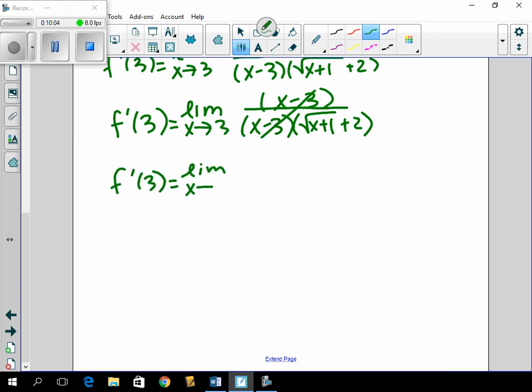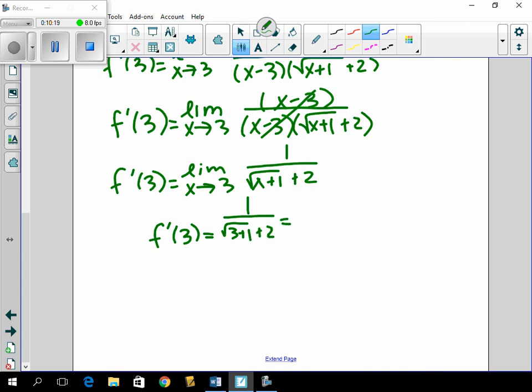So now what I'm left with is 1 over root x plus 1 plus 2. Now I can plug in the 3. So f prime of 3 is equal to 1 over the square root of 3 plus 1 plus 2. And so that limit is equal to 1 over 4.